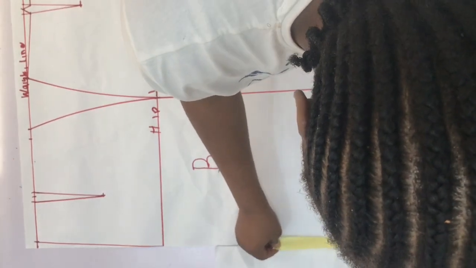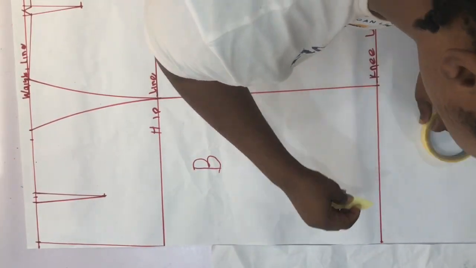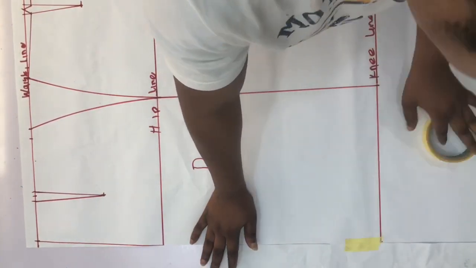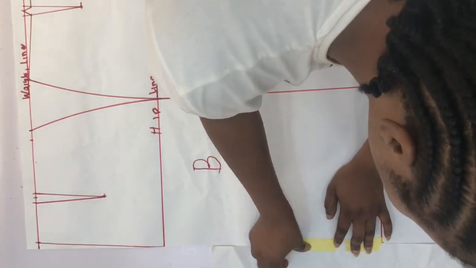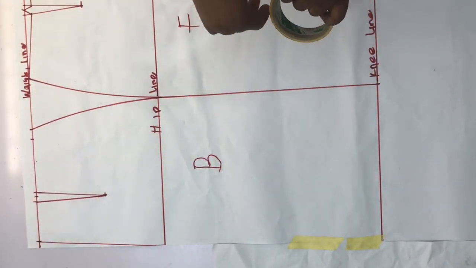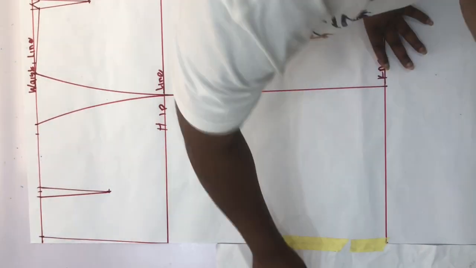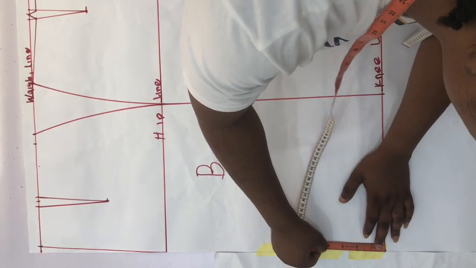Now the next thing we're going to be doing is to get our skirt vents. Now this is actually not important, but because we are drafting a basic skirt, that is why we are using this. Now to get our vent, we're going to be adding another paper on the center back for the vents.